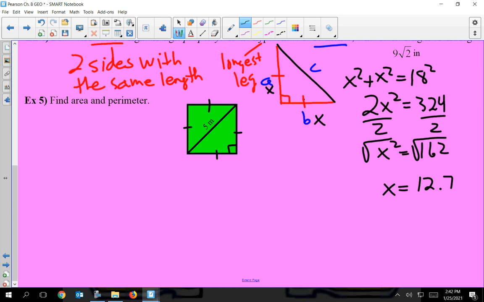But then they want you to find the area and the perimeter. So you're going to have to use that. Whatever answer you get, it's not the end. It's just the beginning of what you have to get. Okay. So if you want to hit pause and go do those, and then we'll come back and do these together. Okay. Round your answers to the nearest tenth. Okay.